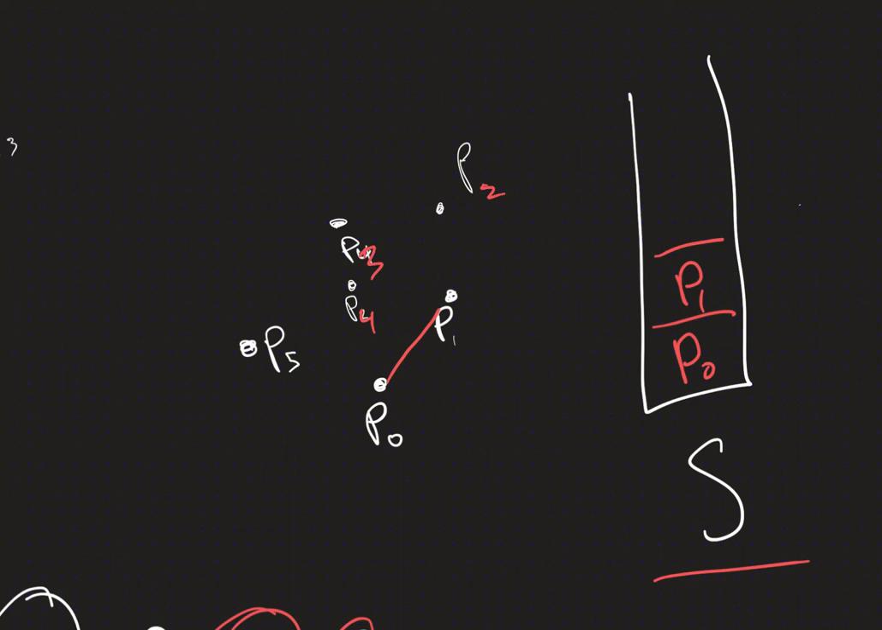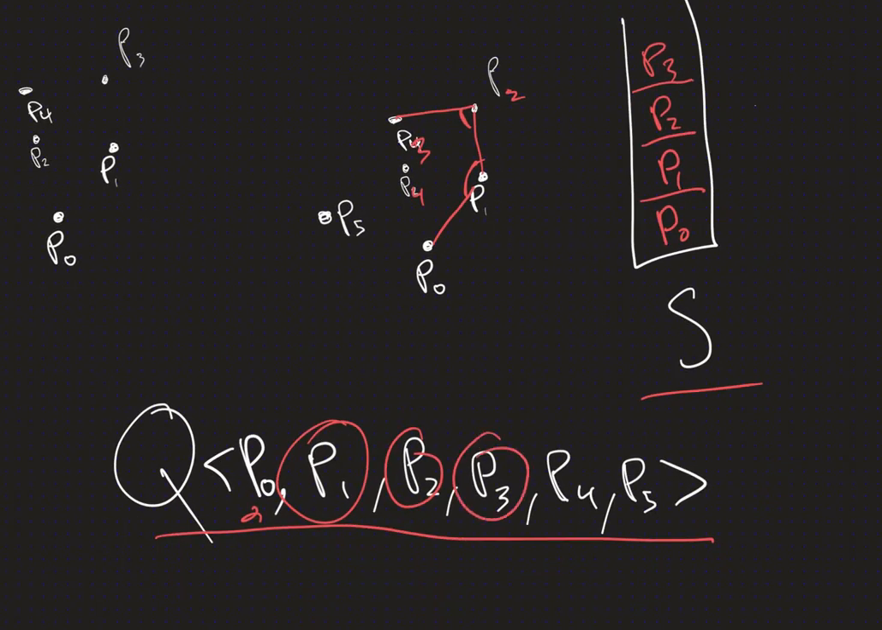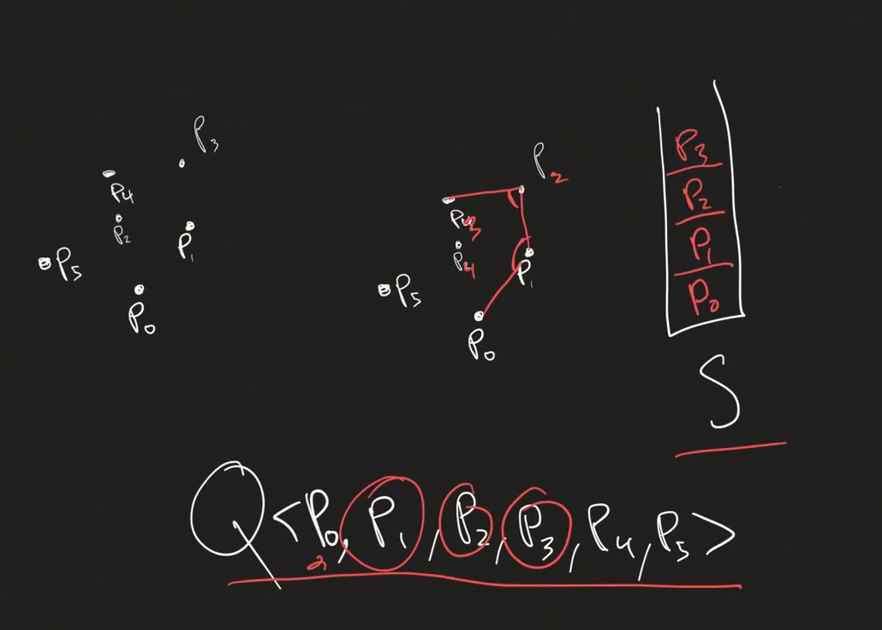So we go to P2, we check the angle, it's counterclockwise, so we push it and keep it. We go to P3, we check the angle, it is also counterclockwise, so we push P3. We go through the order of the set. Next, we have P4. We check the angle, counterclockwise. We leave it in the stack. Then we go to P5.